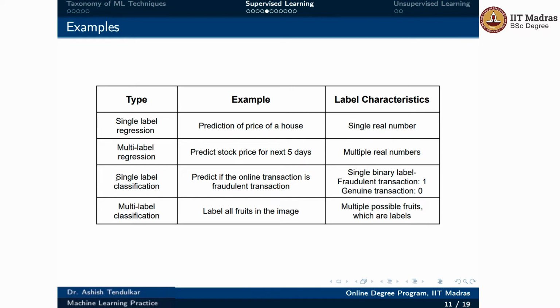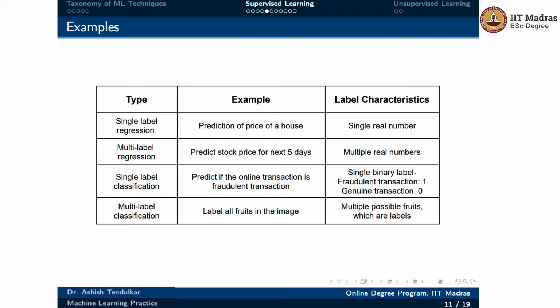Let's look at the example of a single label classification problem. So if an online transaction is a fraudulent or not, so prediction of that is an example of a single label classification. Say you are doing a transaction on payment apps like Google Pay or Phone Pay, and if Google Pay or Phone Pay wants to determine whether your transaction is genuine or not, or whether it's a fraudulent or not. So there are two possibilities: either transaction is fraudulent or not fraudulent.